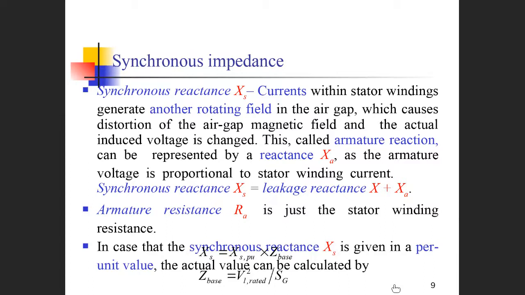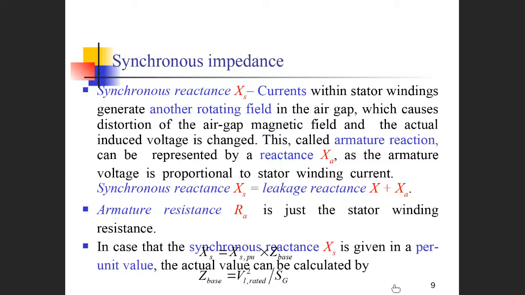But this armature reactance, we do not call it the mutual reactance or the leakage reactance, we call it the synchronous reactance, because this reactance exists or appears when there is armature current, and we try to maintain the rotations.